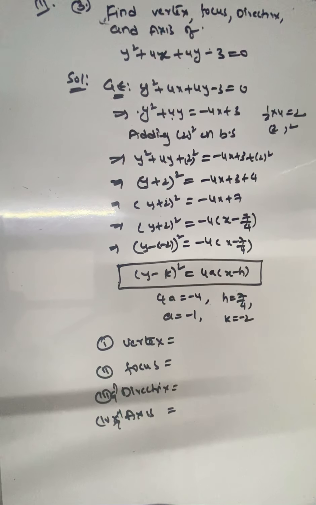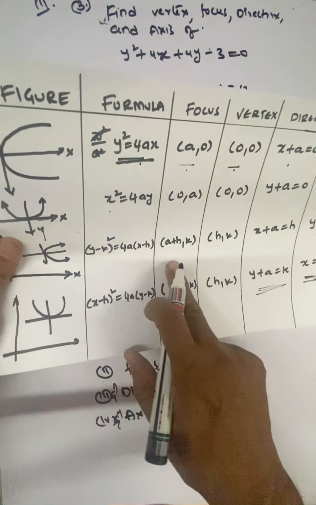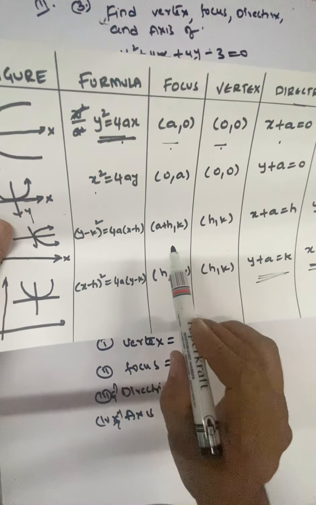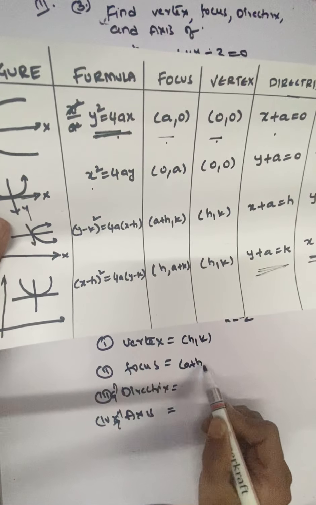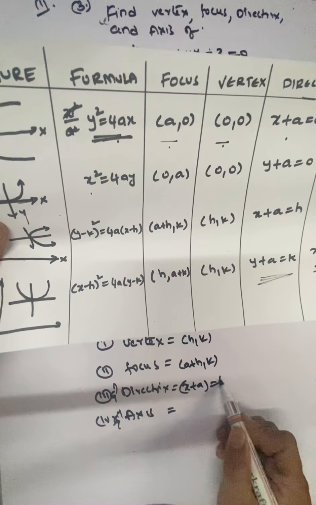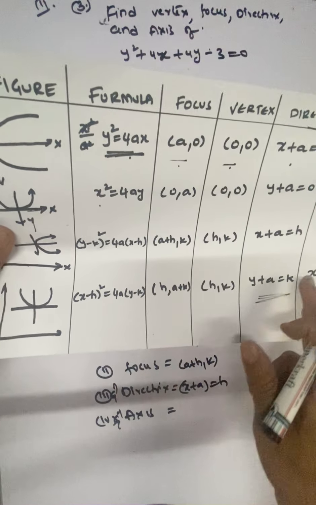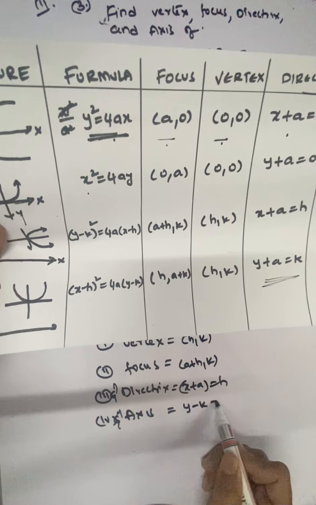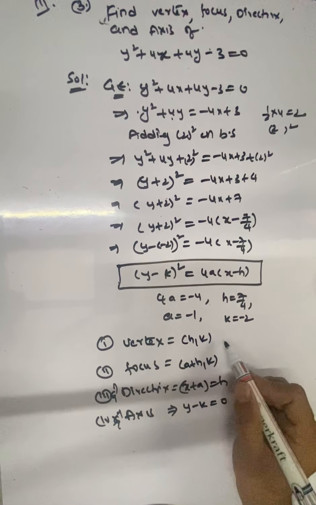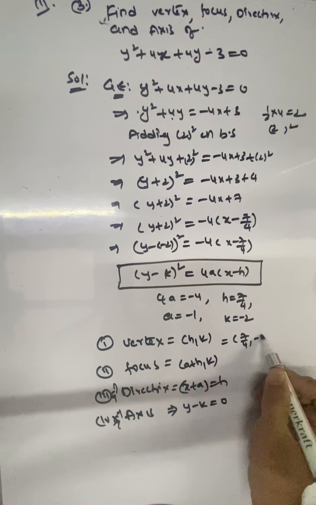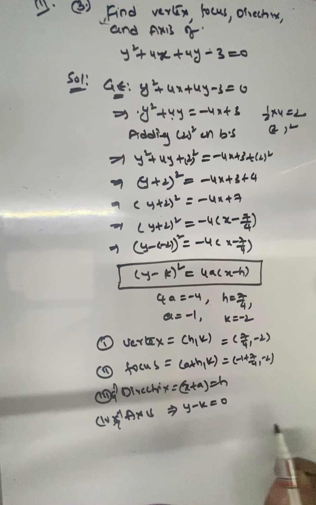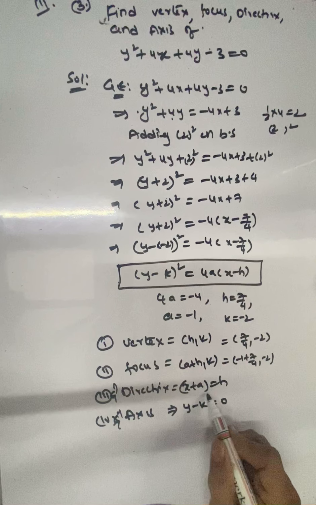So we have the formula list: for the y-square type, vertex is h comma k, focus is a plus h comma k, directrix x plus a equals h. Then after directrix, axis: y is equal to k. Now we'll substitute the values. We have h comma k, just substitute h and k, completed. A plus h: minus 1 plus 7 by 4 comma k, simplify this. Then x plus a is equal to h.